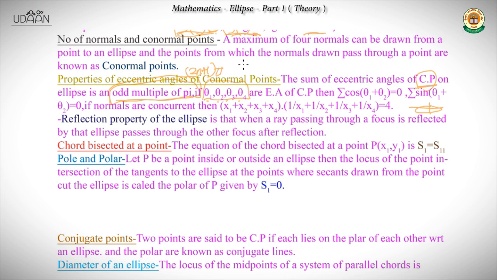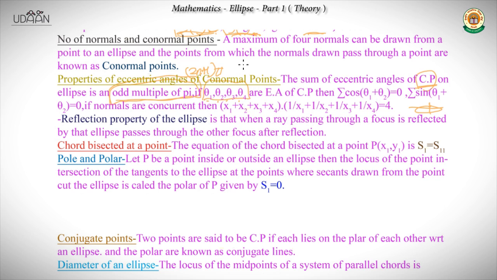Next, sigma of cos of (theta 1 plus theta 2) is 0, and sigma of sin of (theta 1 plus theta 2) is 0. These are the important points. You can remember them. They can be useful for calculations in questions. And if you take point form, like (x1, y1), (x2, y2), (x3, y3) and (x4, y4) as the 4 conormal points, then (x1 plus x2 plus x3 plus x4) into (1 by x1 plus 1 by x2 plus 1 by x3 plus 1 by x4) equals 4. So these are some of the conditions we studied, and these can be remembered.